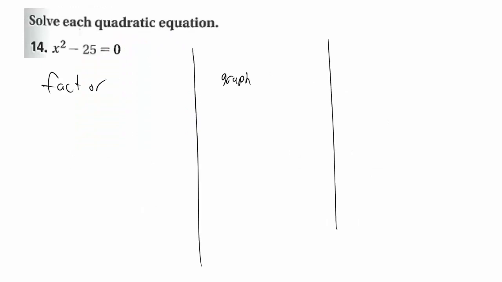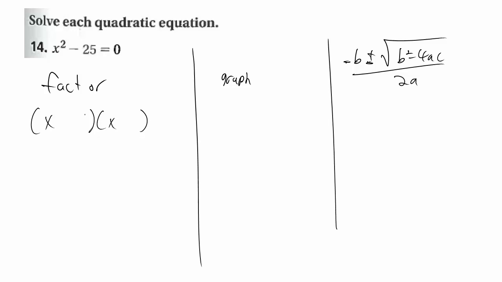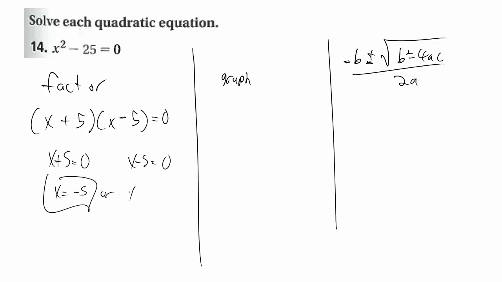For this one, I'm going to try solving these quadratic equations 3 different ways. If you like factoring, that can work. So you can factor this. It's actually a difference of perfect squares. Your solutions are going to be positive 5 and negative 5. Again, you factor, and then you set each factor equal to 0.